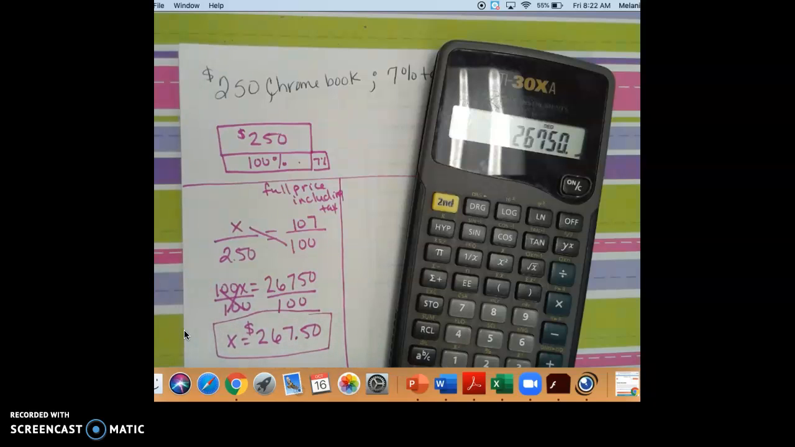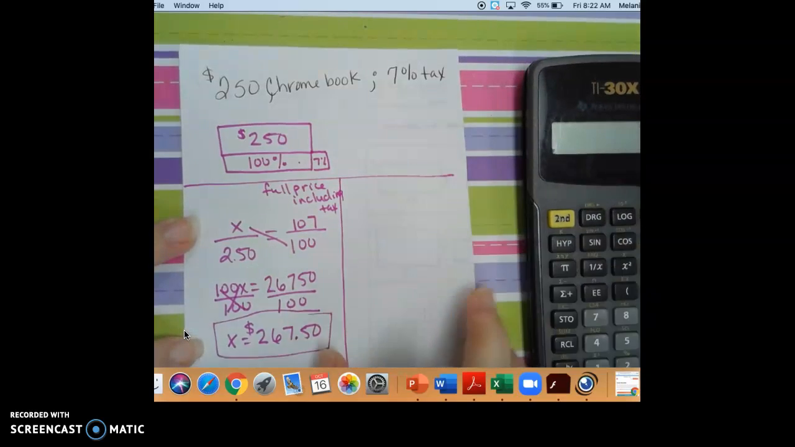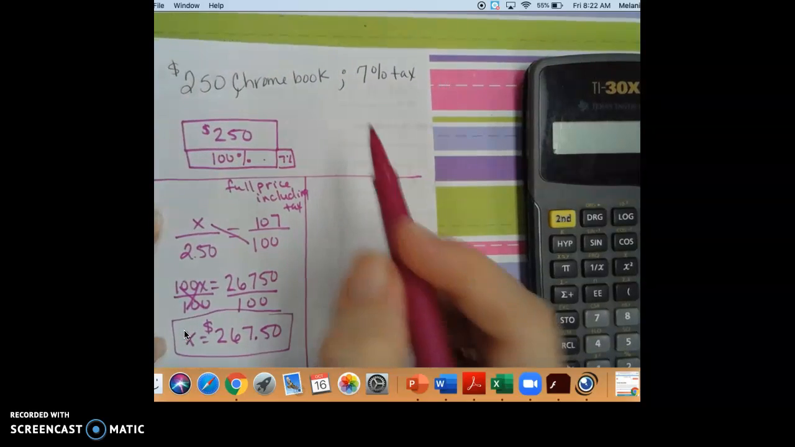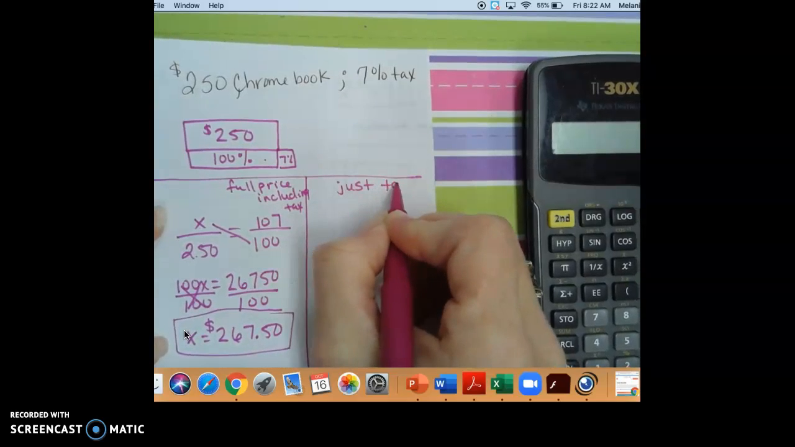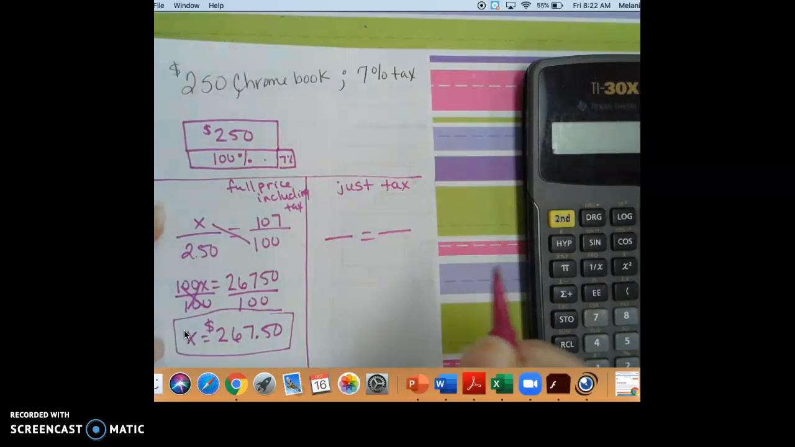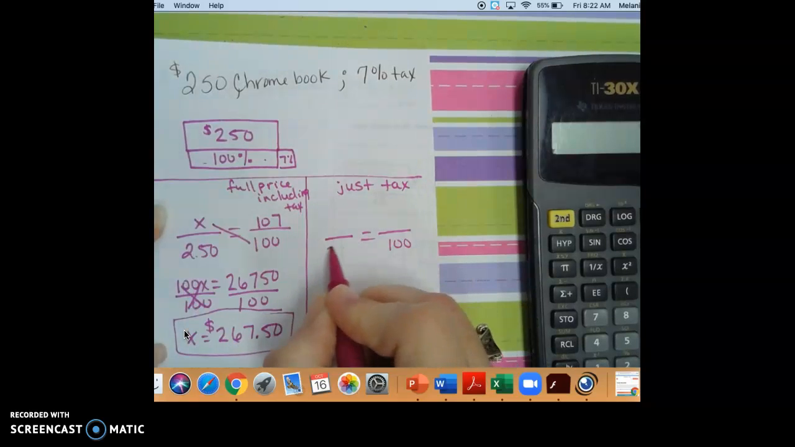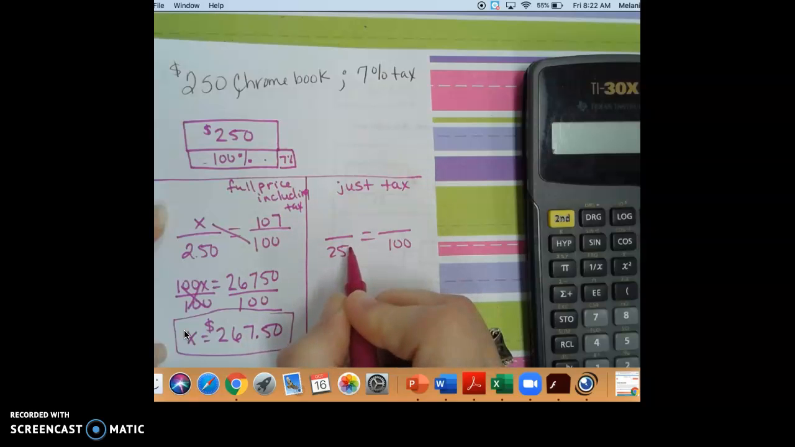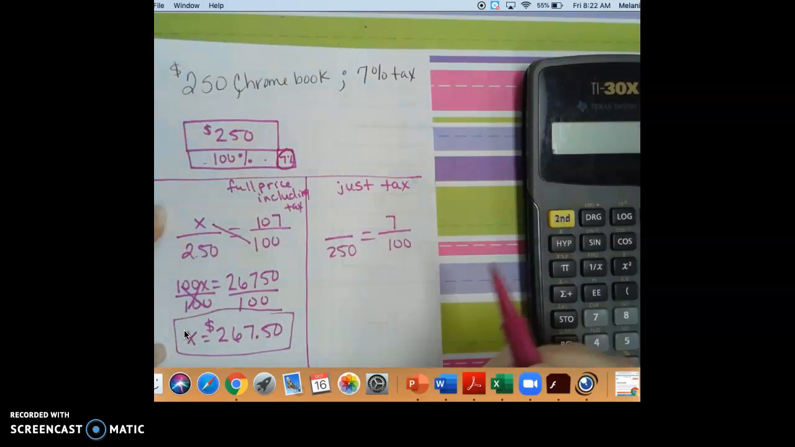Now, I said in the overview earlier, there's lots of different ways to think about tax and lots of different ways to solve for tax. I want us to think about something else real quickly. If I go back and look at the box, what if I wanted to do just tax? I didn't want to do the whole price. I wanted to know just tax. I've got the 100%, and the 100% is that 250. Now, what I'm looking for is just tax. That means just that 7% is all I want to look at.